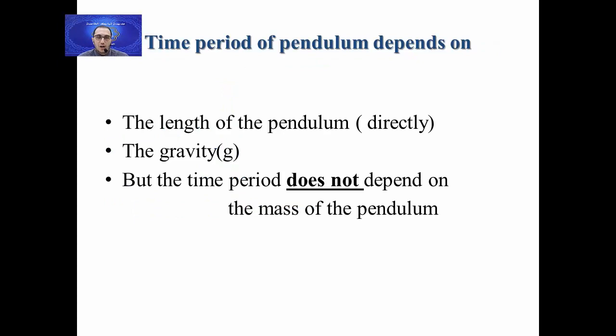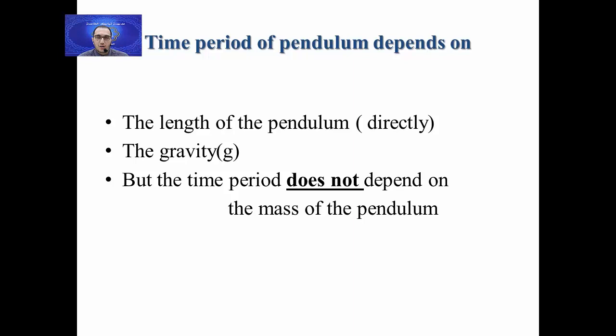Time period for the pendulum depends on, number one, the length of the pendulum. And it's directly proportional. Directly proportional means if the length increases, the time period also increases. But don't forget that T equals 2 pi root L over g. So time period is directly proportional to the square root of L, the radical of L.